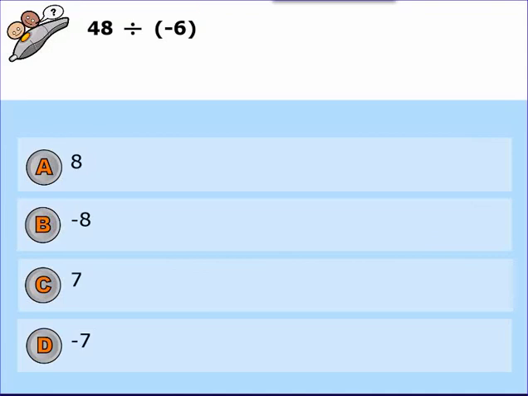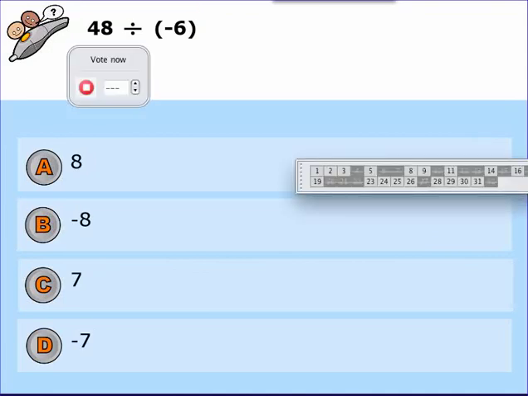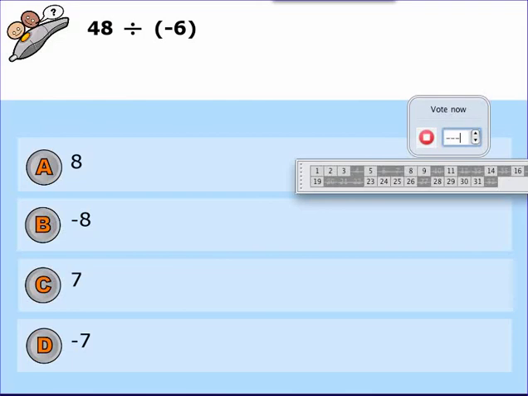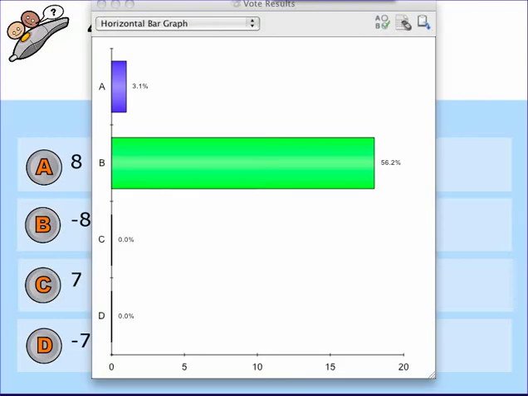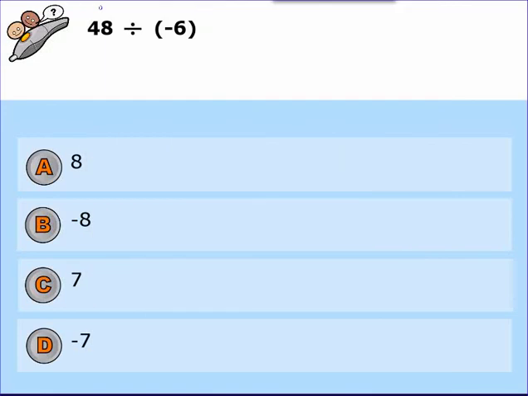All right, let's look at this one. 48 divided by -6, so this is a positive divided by a negative. And the answer is -8. Good, because remember, a positive divided by a negative, your answer is a negative.